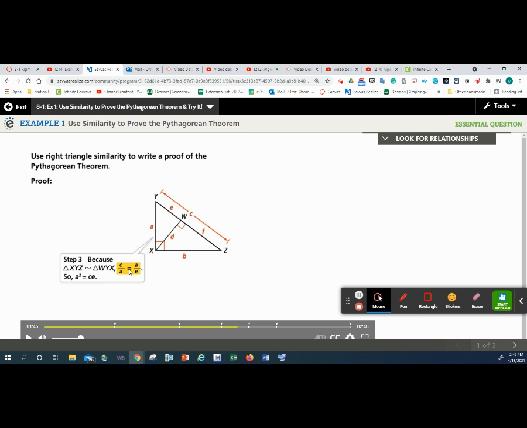So as a conclusion, when you do cross multiplication, C times E equals A times A, which we can write as A squared. So A squared equals C times E.